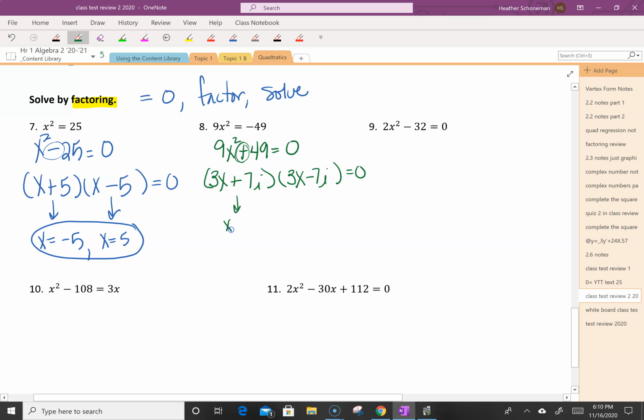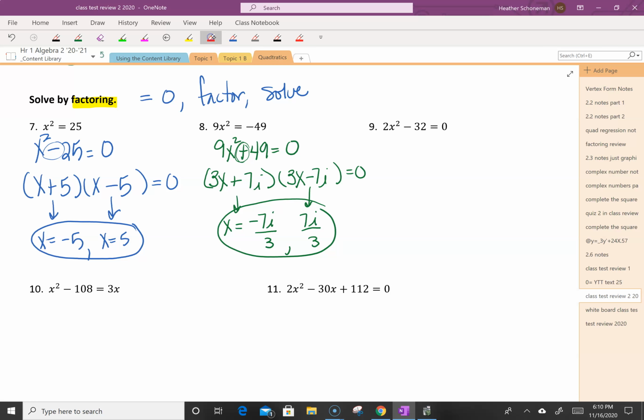So when I solve this one, I'm going to subtract 7i and divide by 3. So I have negative 7i over 3. Here I'd add 7i and divide by 3. So I have positive 7i over 3. Okay, number 9. To solve that, it's already set equal to 0.